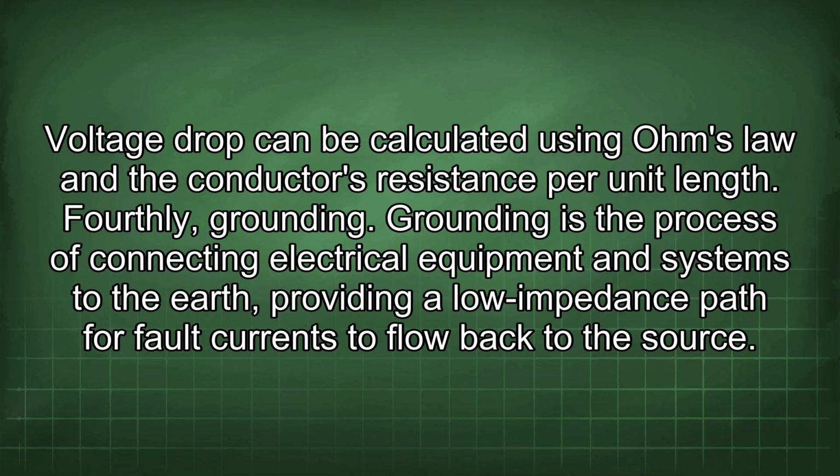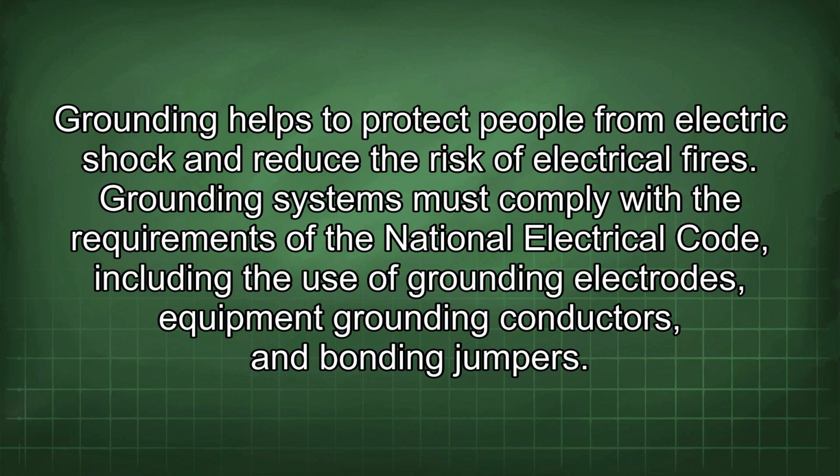Fourthly, grounding. Grounding is the process of connecting electrical equipment and systems to the earth, providing a low impedance path for fault currents to flow back to the source. Grounding helps to protect people from electric shock and reduce the risk of electrical fires. Grounding systems must comply with the requirements of the National Electrical Code, including the use of grounding electrodes, equipment grounding conductors, and bonding jumpers.